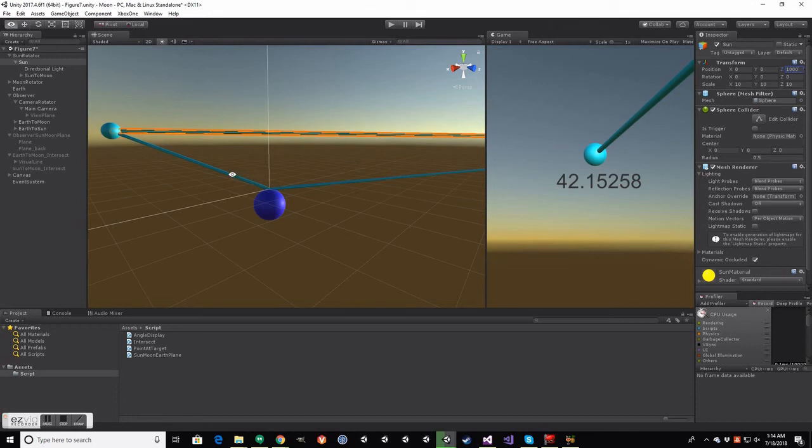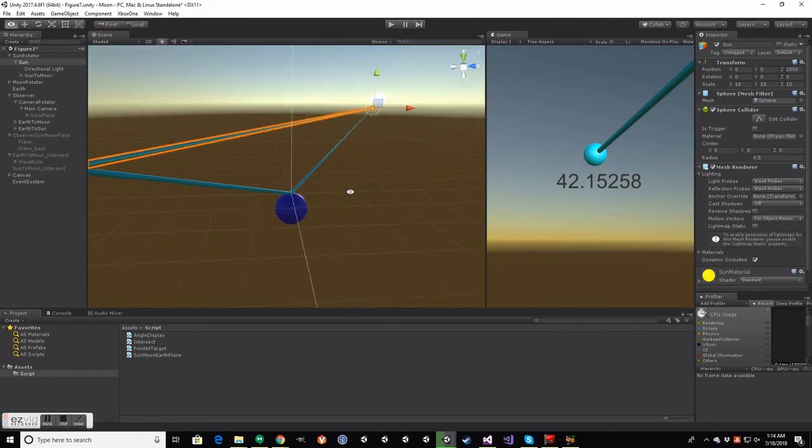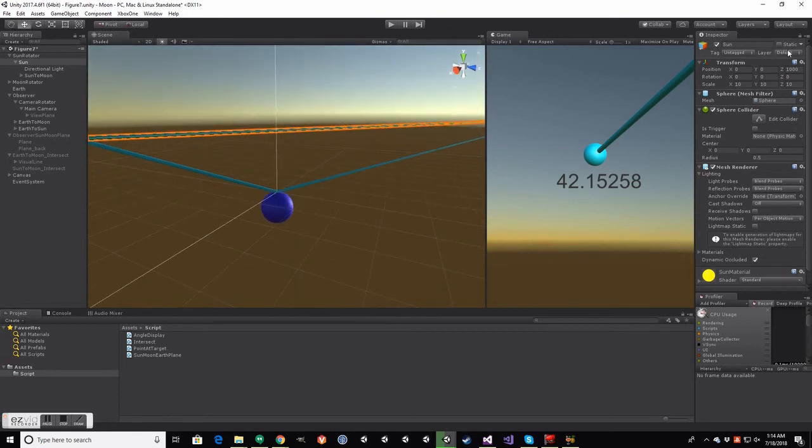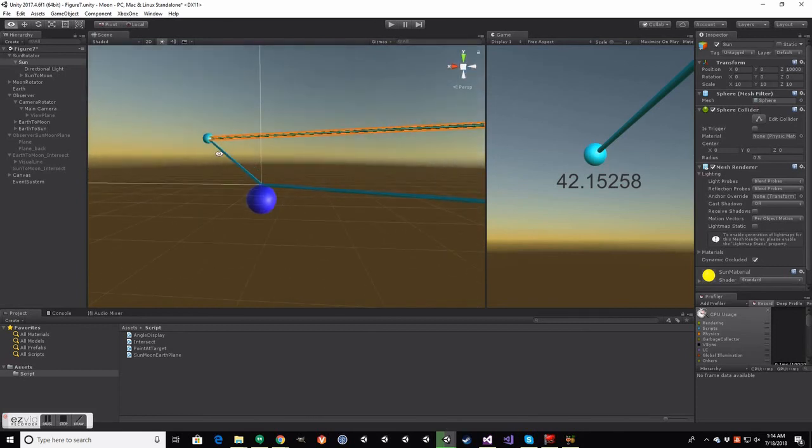Move it out to 1,000 units. Pulled it way out there. And the number didn't change. Let's take it to 10,000 units. And the number didn't change. Why is that? How is that possible? Because the view didn't change.